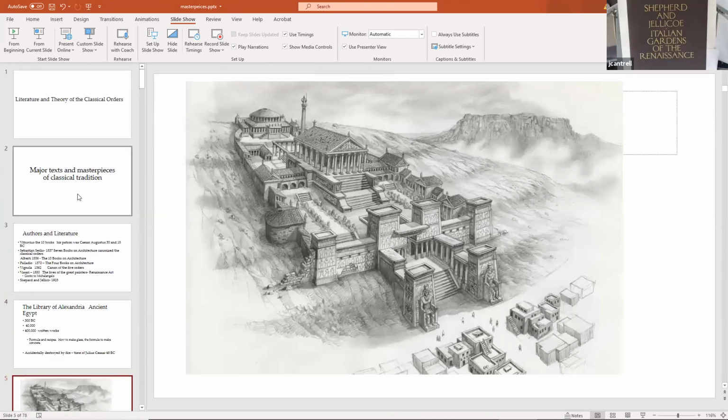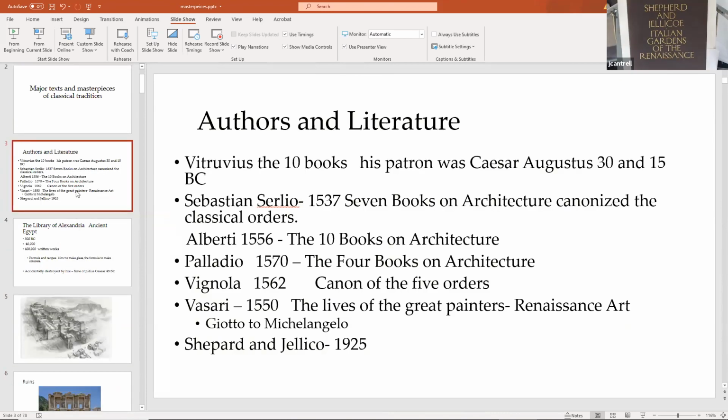Yeah, I went over a lot of information. The good thing about looking at all these is that you can reference and buy each one of these books online for your own reference. But the easiest ones to understand are probably Palladio and Vignola.